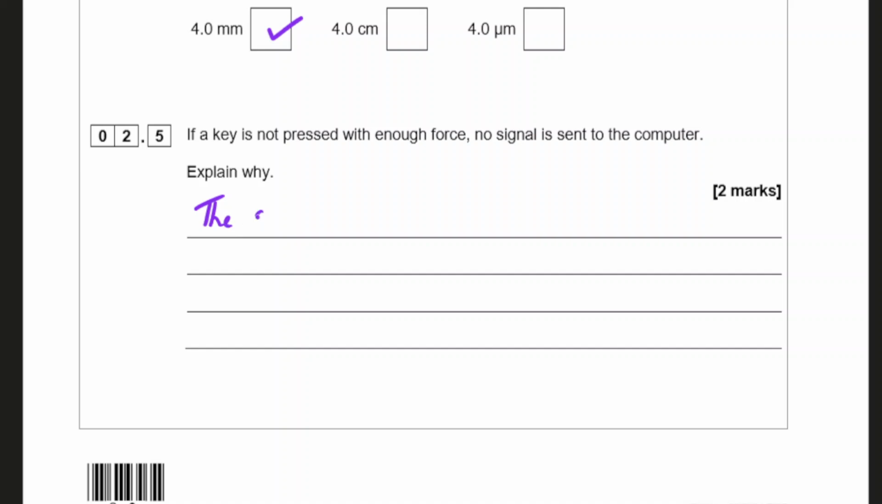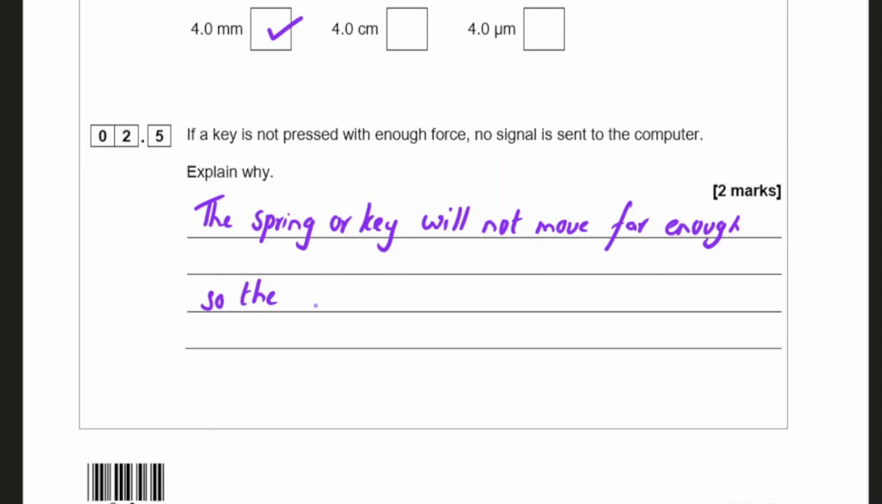The spring or key will not move far enough, so the electrical contact switch will not be pressed.